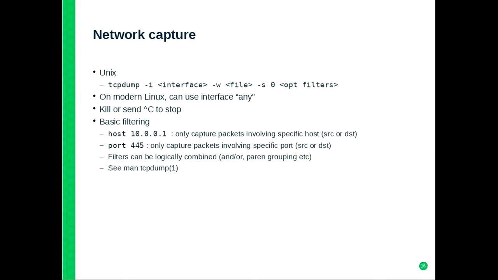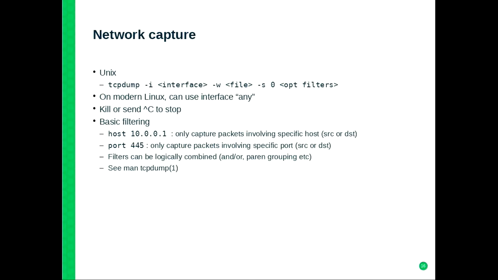How it works on Linux is pretty simple. You run tcpdump. You say which interface you want to record and which file you want to write to. Then you have -s to set the snap length. If you're doing very long captures for hours, you might not want gigabytes of capture. You're not interested in the payloads, basically; you just want the headers. So you can say, just record the first 128 bytes of each packet, for example. If you put zero, it means record the whole packet.